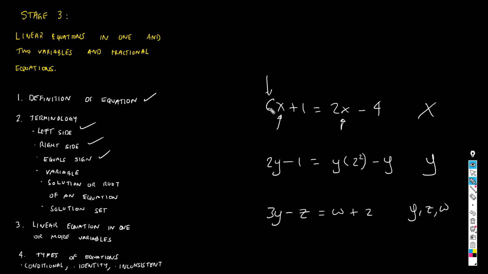You do know the number 6. That is a constant. You do know the number 1, the number minus 4, etc. The only number you don't know about here is the x, and that's why we call it variable or unknown. Okay, you can call it also unknown.